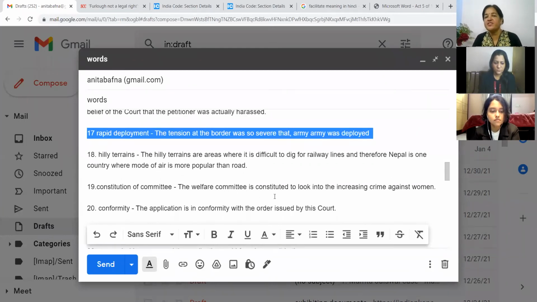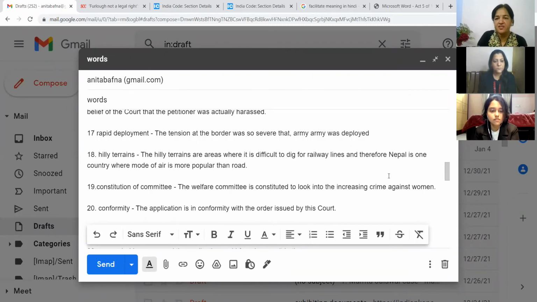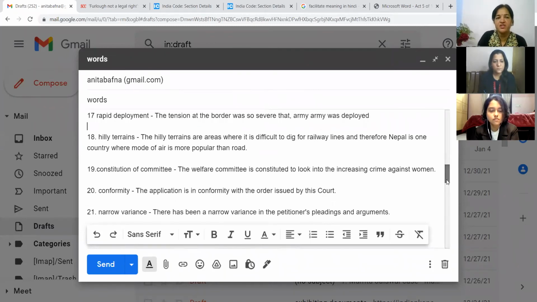Constitution of committee. The welfare committee is constituted to look into the increase in crime against women. The welfare committee is made नहीं बोलते, welfare committee is constituted. Conformity, the application is in conformity with the order issued by this court. इस कोर्ट ने जो भी ऑर्डर दिया है उसी के अनुसार एप्लीकेशन बनाई गई है. Simple words, but then we have to use this.